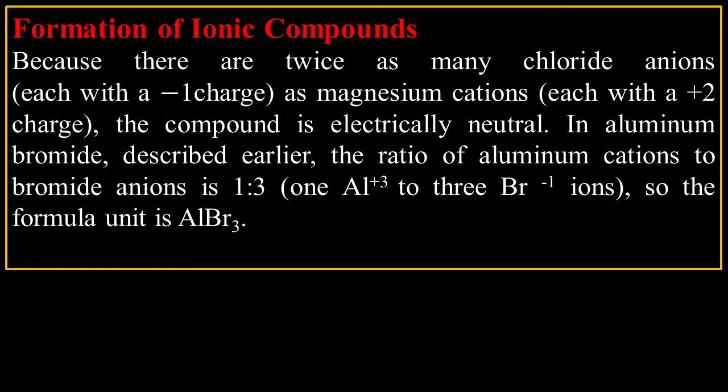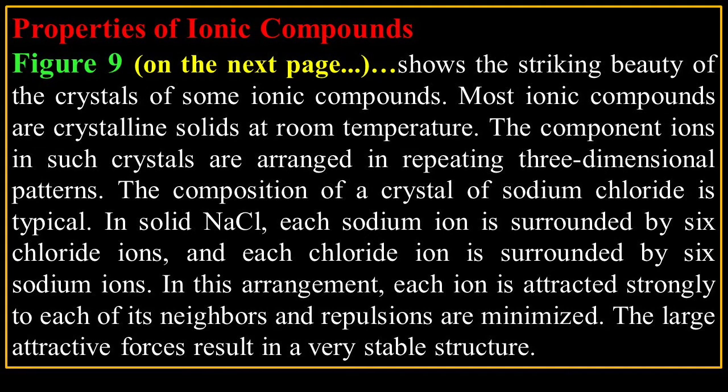In aluminum bromide, described earlier, the ratio of aluminum cations to bromide anions is 1:3, 1 Al+3 to 3 Br-1 ions. So the formula unit is AlBr3. Remember, it's not called a molecule, it's a particle that is called a formula unit. Not a particularly pleasing term to name an individual particle. Molecule is much better. Figure 9 shows the striking beauty of crystals of some ionic compounds.